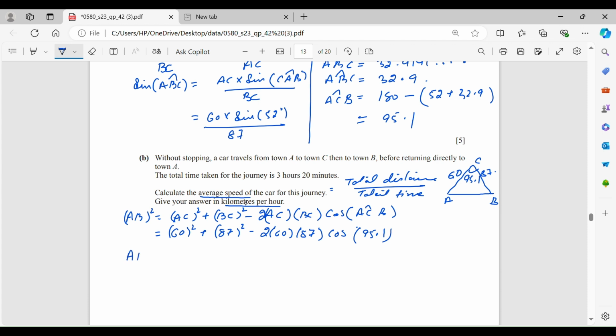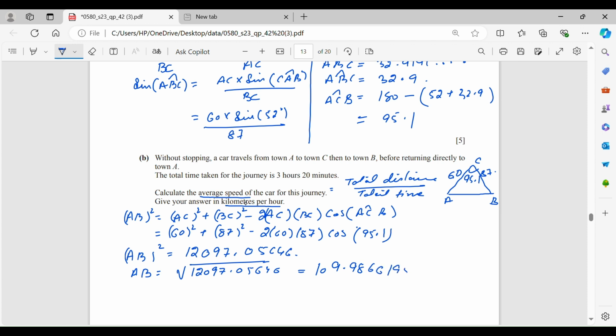So AB square will be equal to 12097.05646. We will take the root of this. AB will be equal to root of 12097.05646, which is equal to 109.9866195. So corrected to 3SF, AB will be equal to 110 kilometers, right?